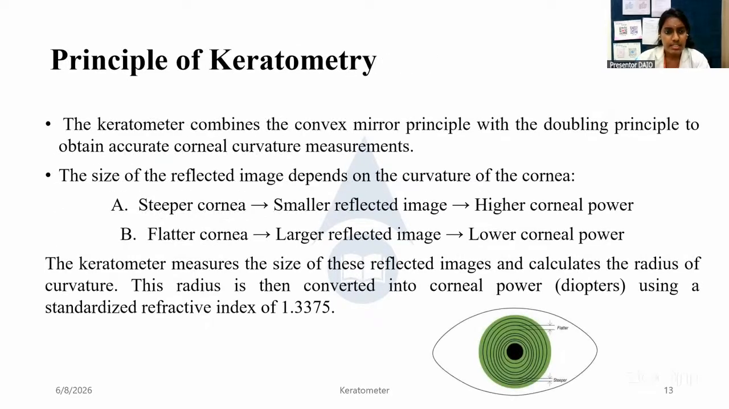Principle of keratometer. The keratometer works on a doubling principle. It acts on a convex mirror principle. It measures the reflected image of illuminated Mires. The image below shows a black circle in the center representing the visual axis of a Placido disc. Concentric rings are the Mires, where the steeper cornea has less space and gives a smaller reflected image, which indicates a higher corneal power, whereas the flatter cornea has more space and provides a larger reflected image, which indicates a lower corneal power.